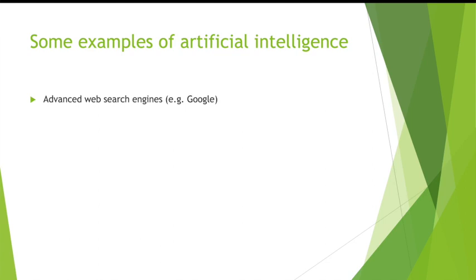Some examples of artificial intelligence in daily life include advanced web search engines, for example, Google. You might have noticed that when you are performing an internet search, let's say you're searching something in Google, Google acts in an intelligent manner. It sort of predicts what you're going to type, what you're going to search next.